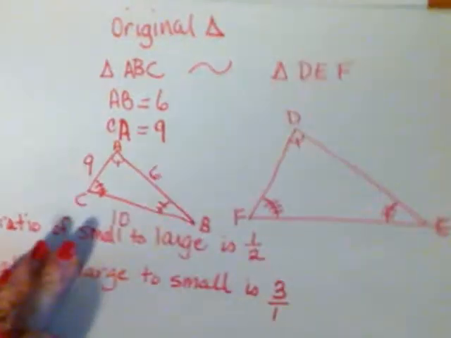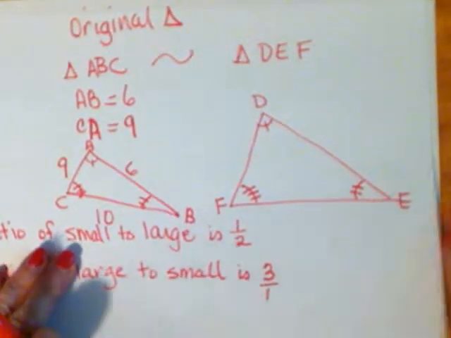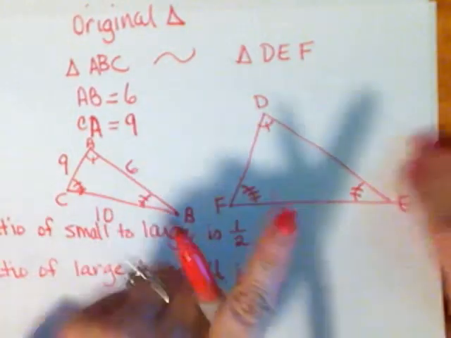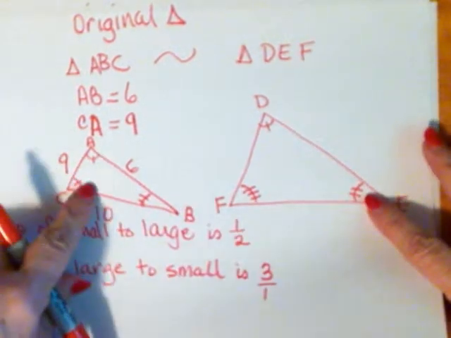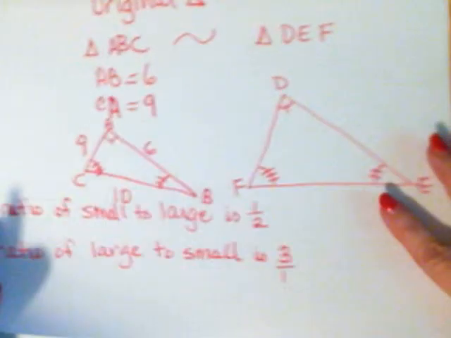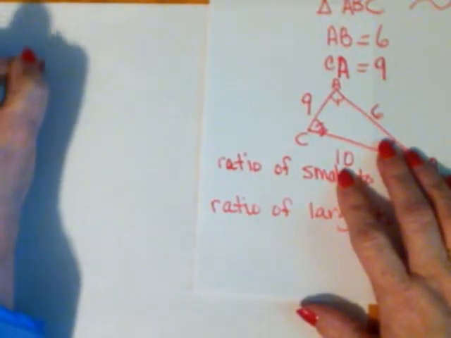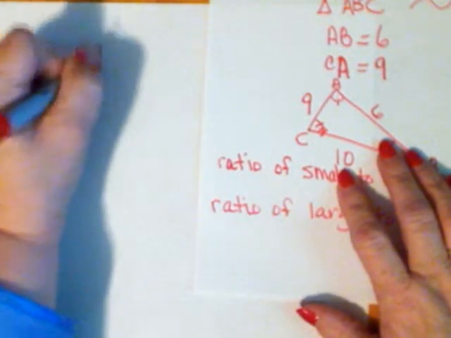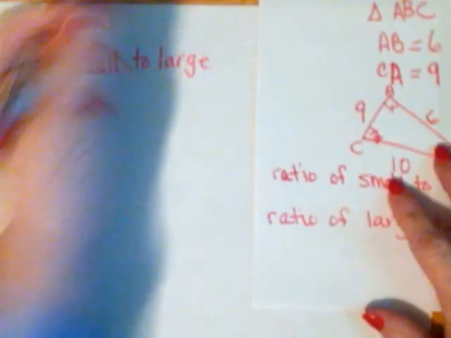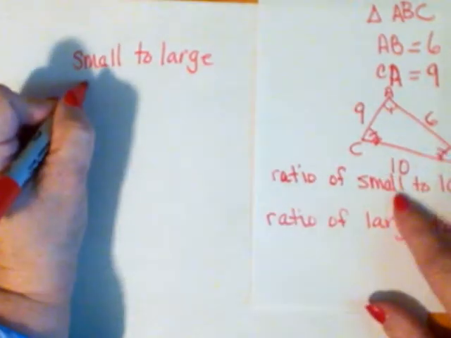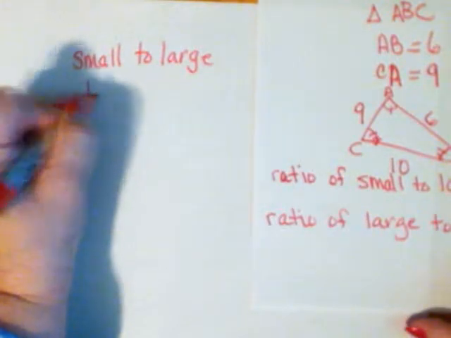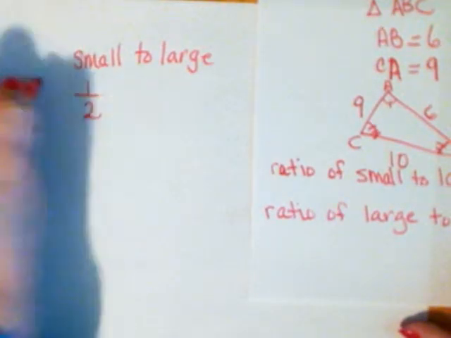Now let's take a look at this one. Let's say that I have my original triangle ABC, and it's similar to triangle DEF, and I've marked up what's congruent to what. Let's say the ratio of small to large is 1/2. So that means small to large is 1/2. Small's on top, large is on the bottom.